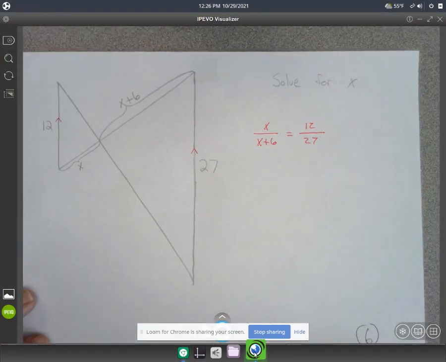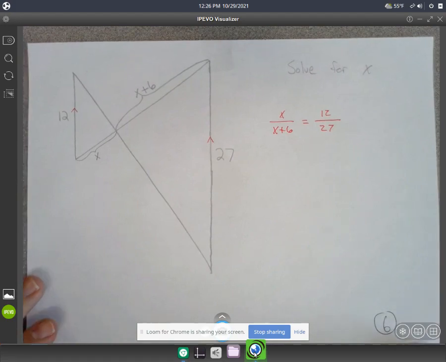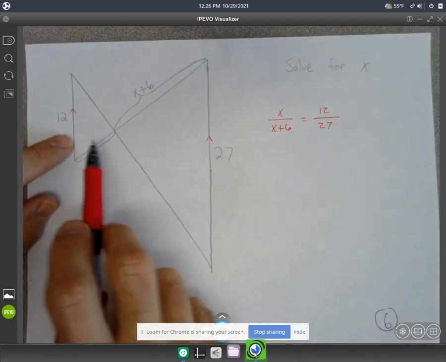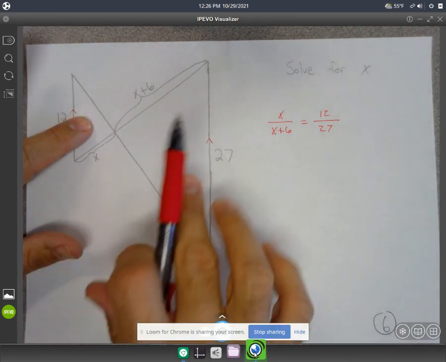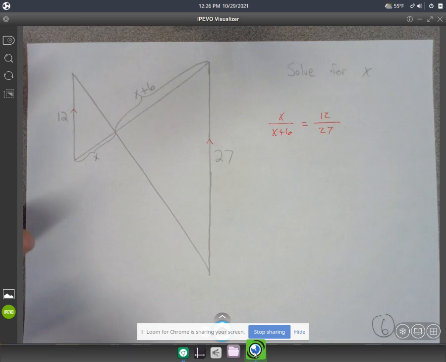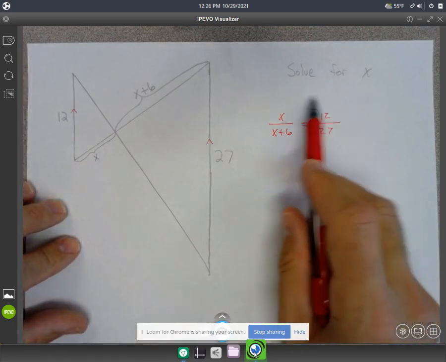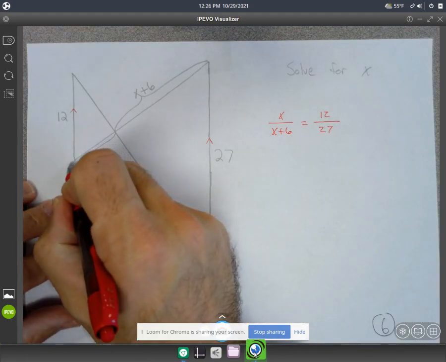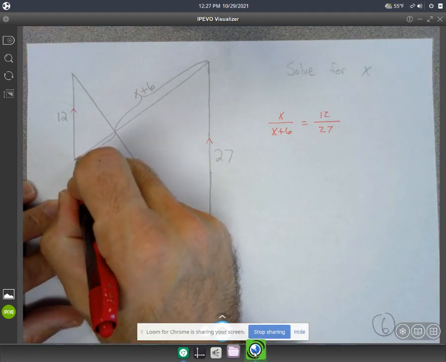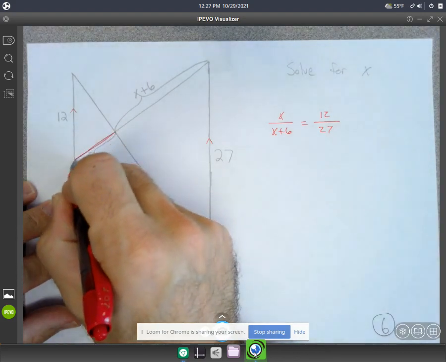All right, this is one of those little bow tie problems. So the idea is that these two triangles are similar to each other, the little one and the big one. And so what we need to do is draw up a proportion like this in order to solve for x.